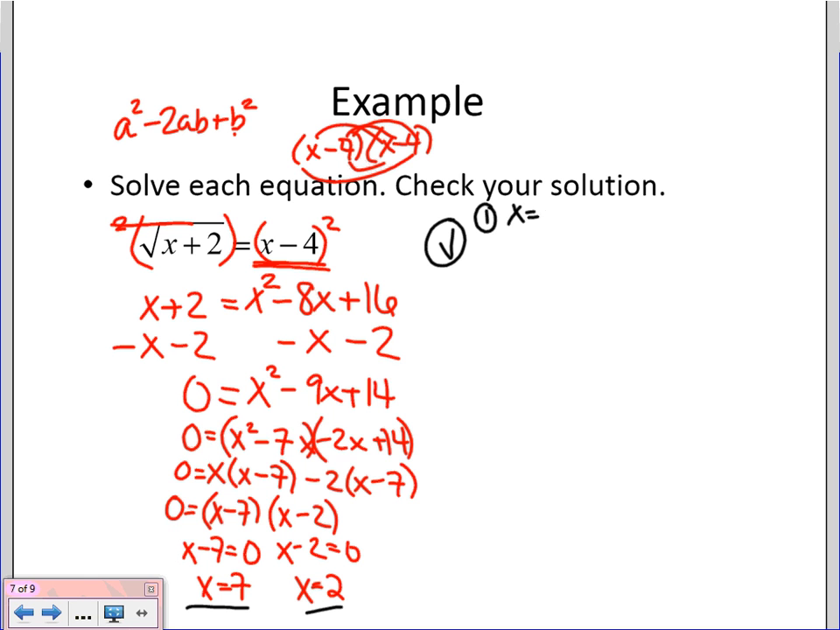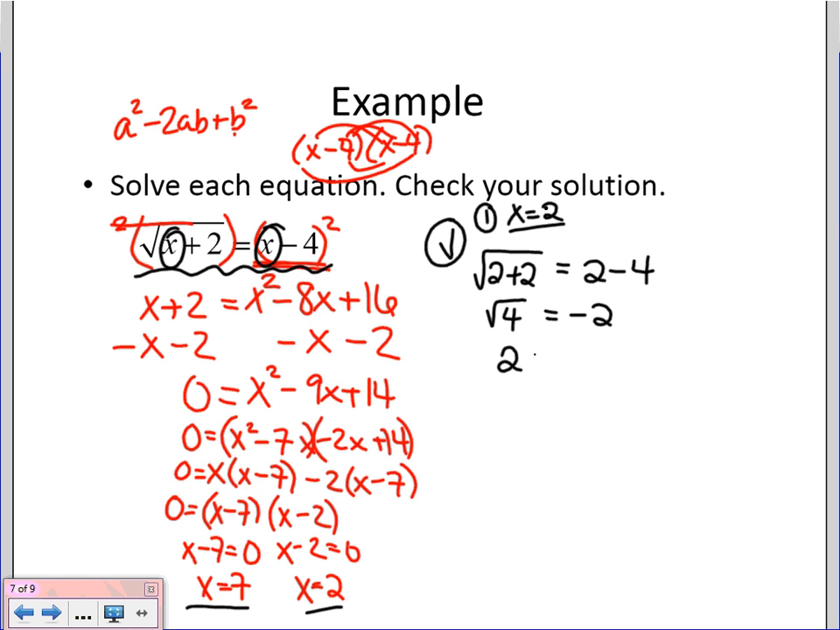as x equals 2. So I'm going to plug into my original equation. I'm going to plug in square root of 2 plus 2 equals 2 minus 4. And all I did was I just replaced this x with my 2. So I've got square root of 4 equals negative 2. 2 equals negative 2. Okay, now right away you should be able to see that 2 does not equal negative 2, right? So now we're going to check our second solution as x equals 7.